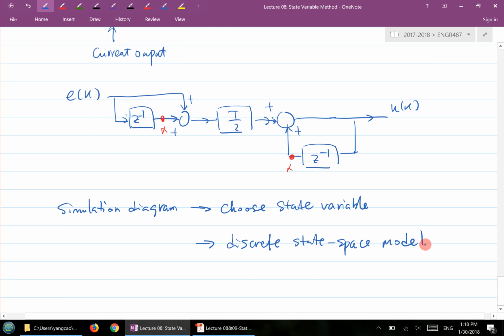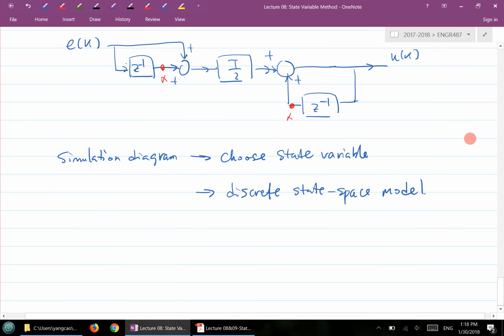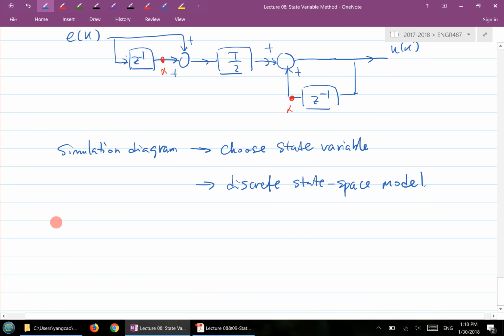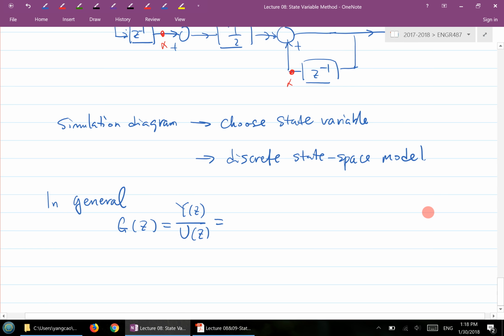Okay. All right. So now let's get into real business here. I'm going to write down a general pulse transfer function. But I'll approach it using actual simple ones, instead of a very complicated general expression.